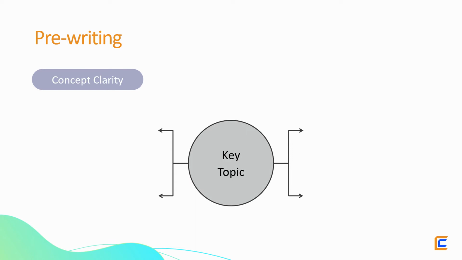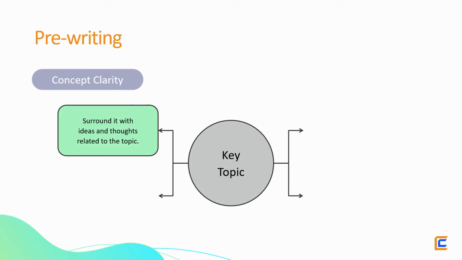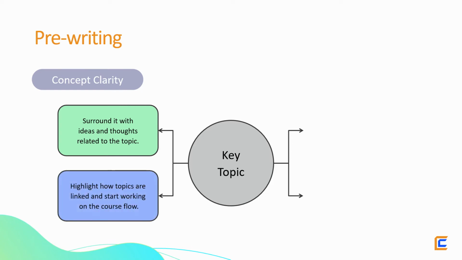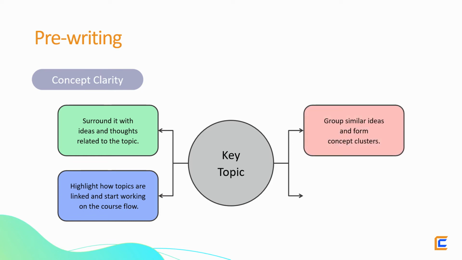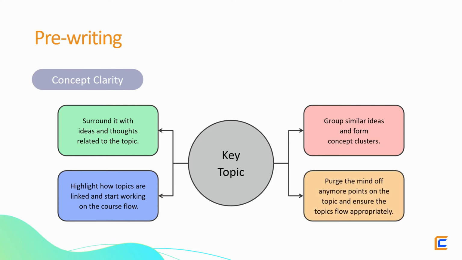To create a mind map, first place your key topic in the center and then surround it with as many ideas and thoughts that relate to the topic as you possibly can. When creating the mind map, highlight how topics are linked and start working on the course flow. Group similar ideas together and form concept clusters. This will give a definite shape to your points. Purge your mind completely till you can't think of any more points on the topic and are confident that the topics flow appropriately. In this stage, it's about the quantity of ideas.